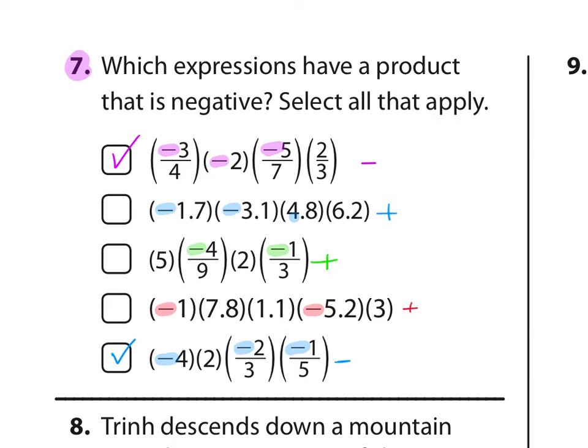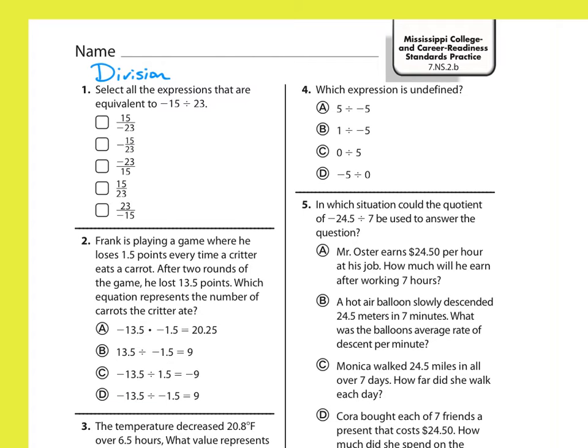One interesting thing you might notice is that the ones that have an odd number of negatives being multiplied end up with a negative product, and those that have an even number of negatives being multiplied end up with a positive product. Okay, the standard 7.NS.2b deals with division, and it uses the same integer rules that multiplication uses, that if you're multiplying or dividing the same signs, you get a positive result. And if you multiply or divide different signs, you get a negative result.